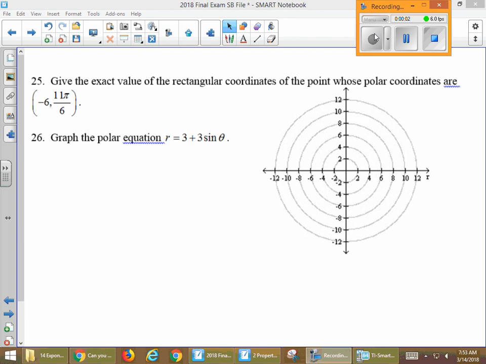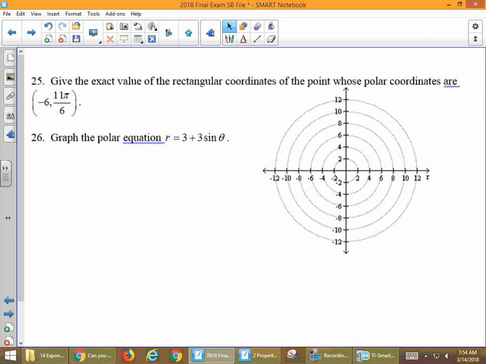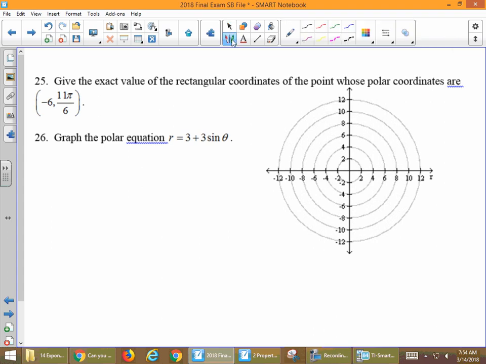All right, one more polar coordinates problem before we start into complex numbers. So we have 3 plus 3 sine theta that we are going to be graphing, which is a lovely little polar graph. And you'll remember from all of that work with polar graphs and polar equations that this is going to be a cardioid.